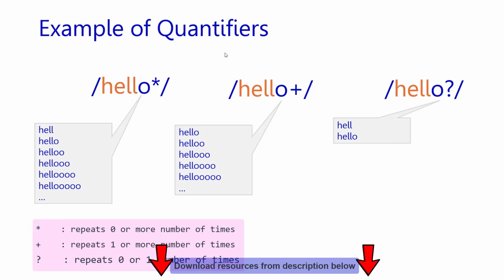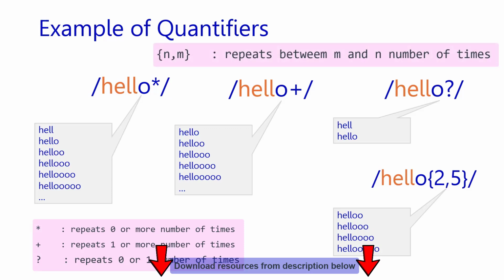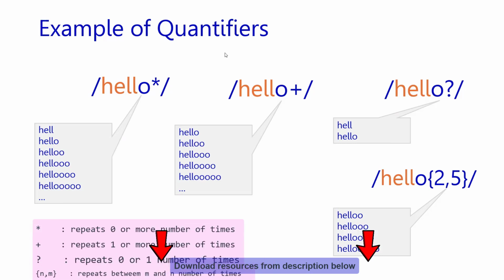And if you want more control over the number of times you want to repeat, we have the curly braces. This is an example of curly braces, and what you see is hello, and after that in the curly braces I mentioned 2 to 5, which means it will match the character at least 2 and at most 5 times the O is repeated. Something like this, where you can see hello with 2 O's, hello with 3 O's, hello with 4 O's, and 5, max of 5.